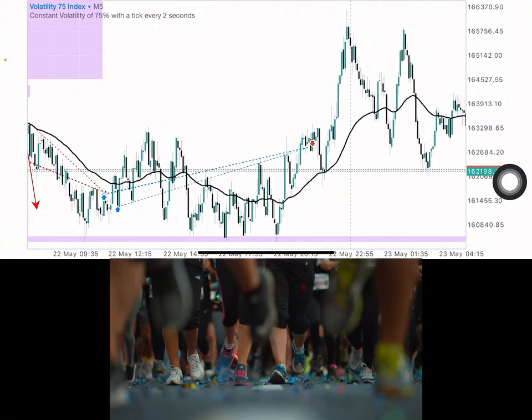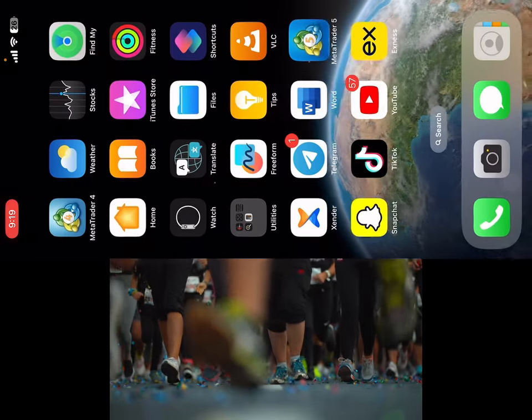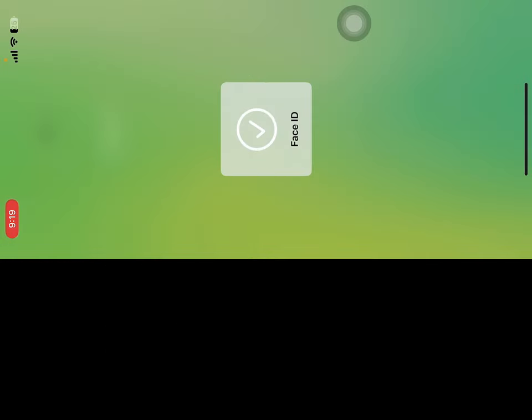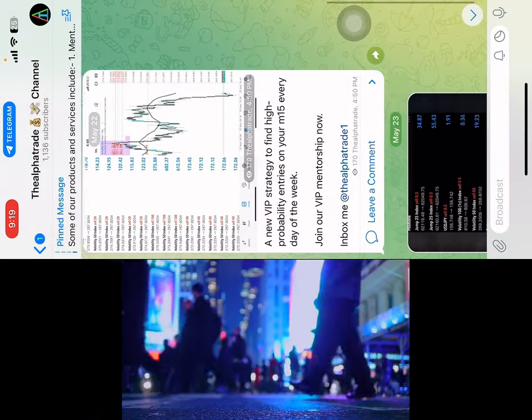It was very profitable. I also shared the results in our Telegram group, which is this.